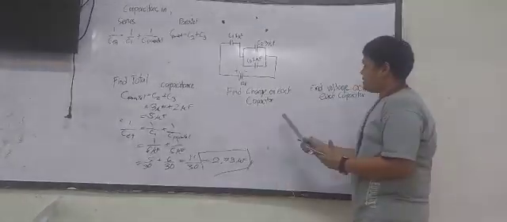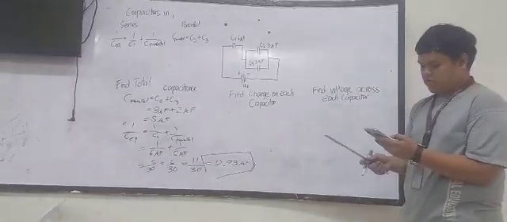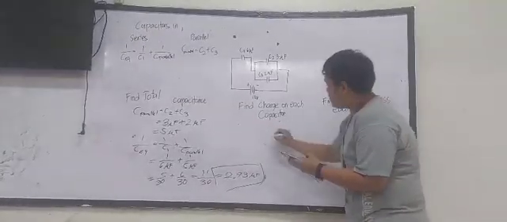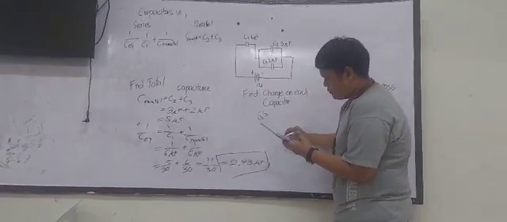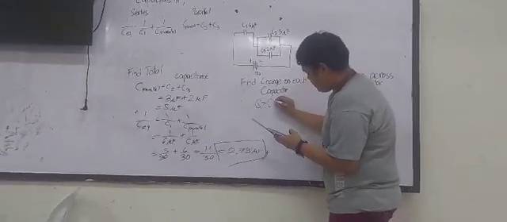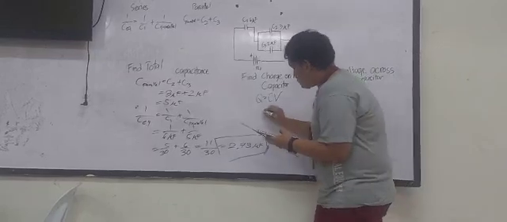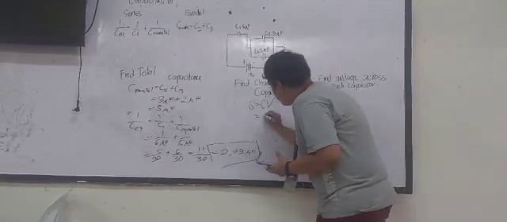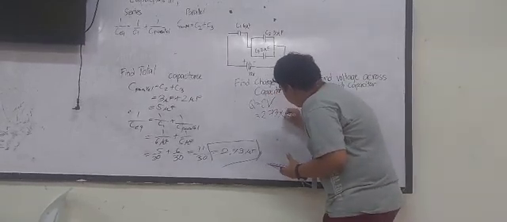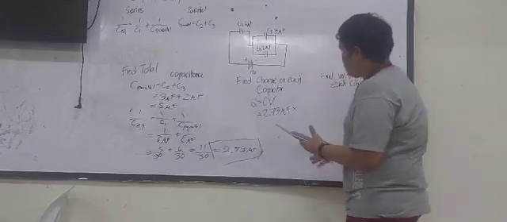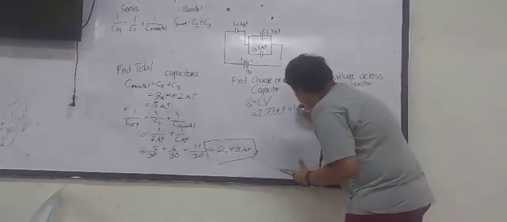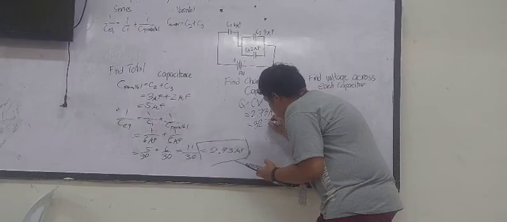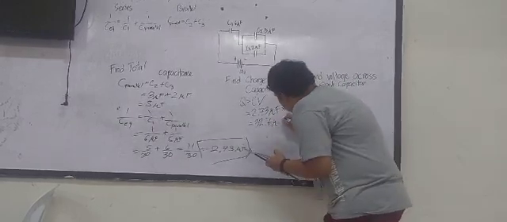Next, we're going to find the charge on each capacitor. To get the charge, we use this formula: Q equals C times V. Since the total capacitance is 2.73 microfarads times the voltage, which is 12 volts, the charge is equal to 32.7 microcoulombs.